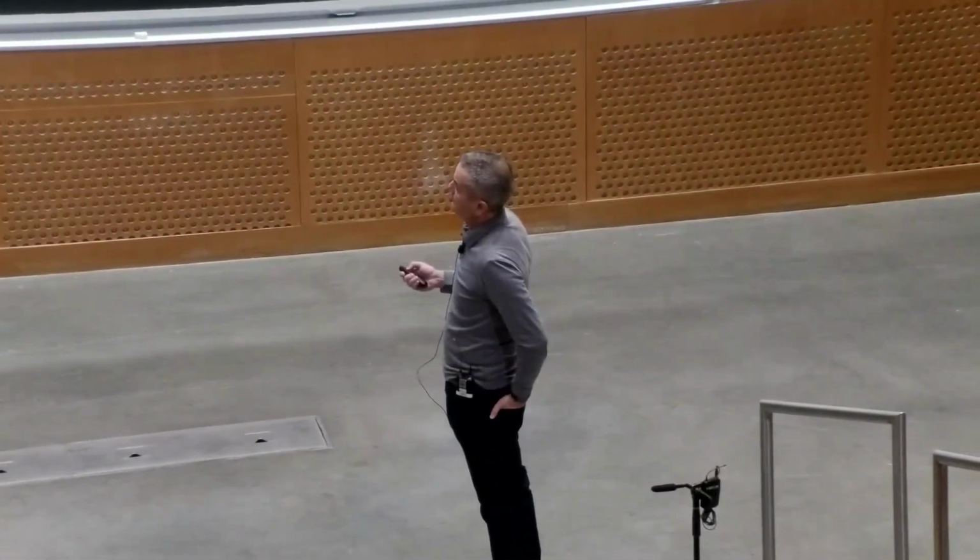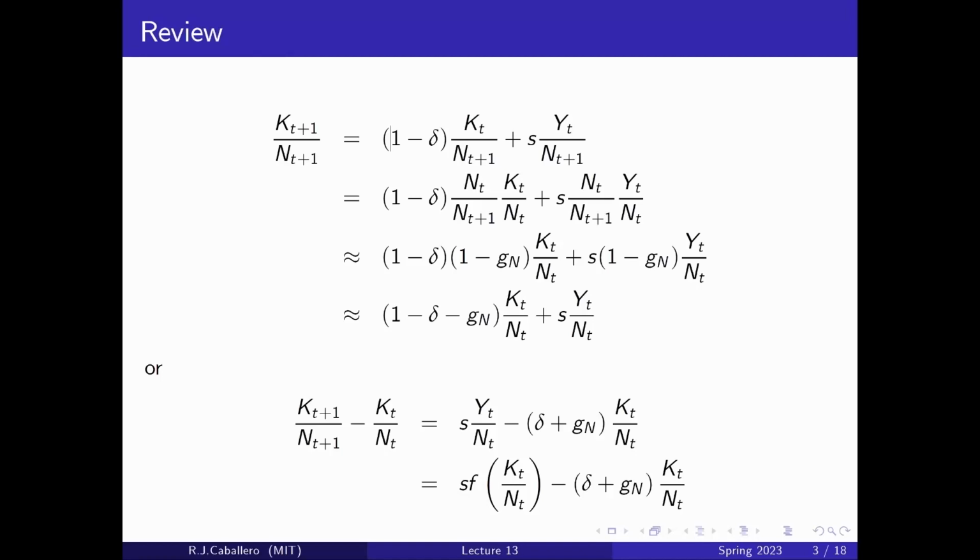So I went through a little algebra here to arrive at a capital accumulation equation, an equation for the change in the capital per person, which is very similar to what we had. The only difference is that the investment required to maintain the stock of capital per person has an extra term here, gN. So let's think about this term. Think of delta as the required investment in order to maintain the stock of capital where it was.